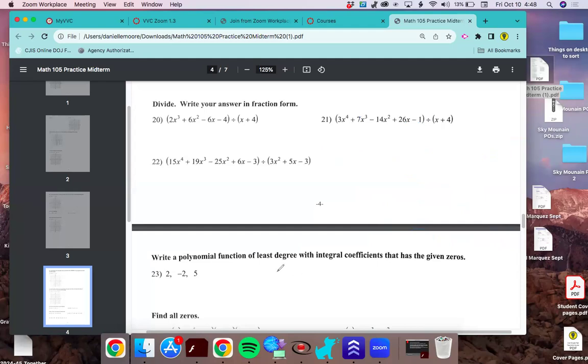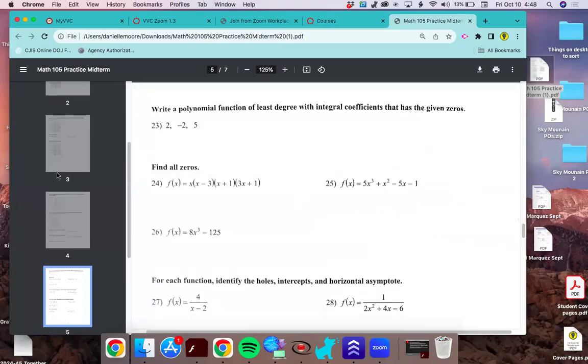Least degree with the integral coefficients that has the given zeros. I'm going to go ahead and scroll. They get ugly as you go. So check this out. To make a polynomial of least degree and all that, like they said, I would say f of x equals. You don't even have to draw it as a function and still get away with it, but that's kind of what they had in mind, polynomial function. Oh, they do say function. There you go. Somebody's paying attention.